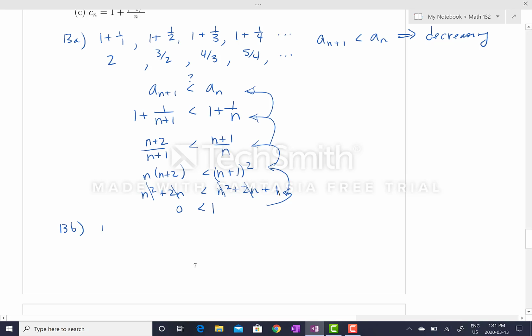Okay, 13b. Let's take a look at 13b. It looks like this: 1 minus 1 over 1, 1 minus 1 over 2, 1 minus 1 over 3, 1 minus 1 over 4, and I can keep going. I'm going to get 0, then a half, then 2/3, then 3/4, etc. Indeed, it looks to be increasing.